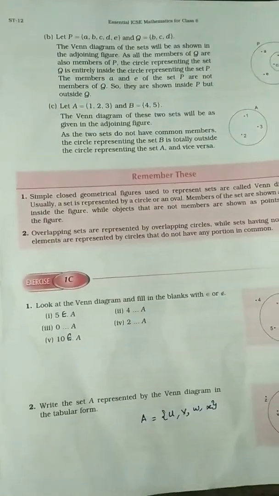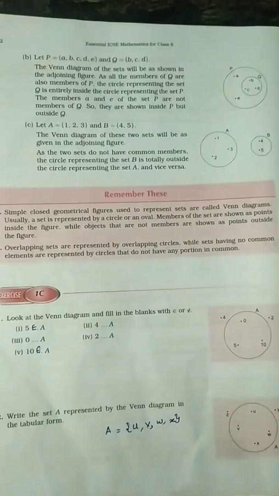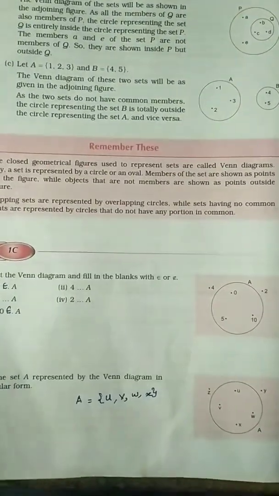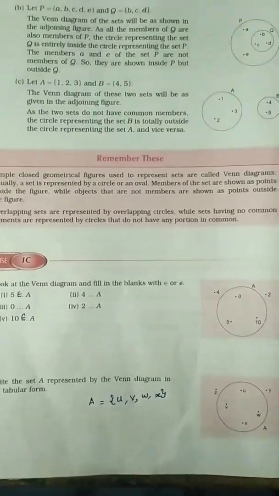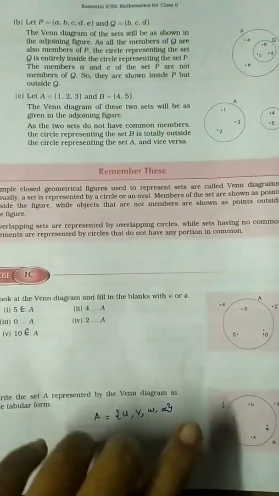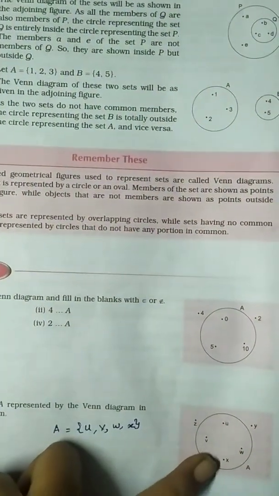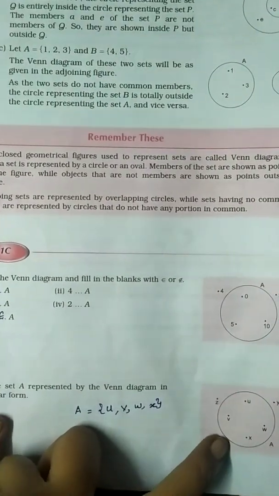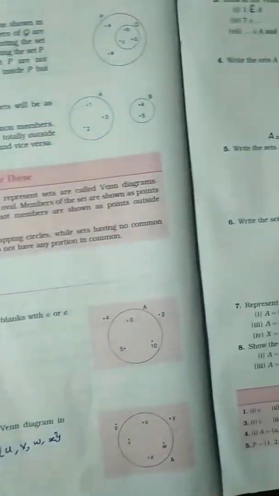And second problem, write the set A represented by a Venn diagram. So you have a Venn diagram, you have elements inside that Venn diagram. So you are going to write it in tabular form. What are the elements that are there in A? You are going to write it in the tabular form. A is equal to set of all U, V, W, X.